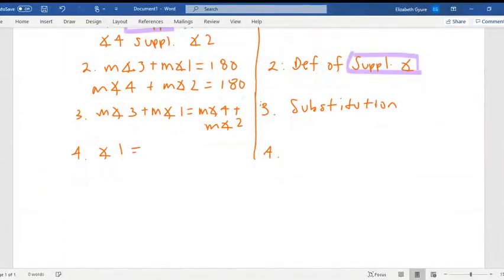Angle 1 is congruent to angle 2. And what do we say there? What's a good reason? Ashley? That is the vertical angle theorem.